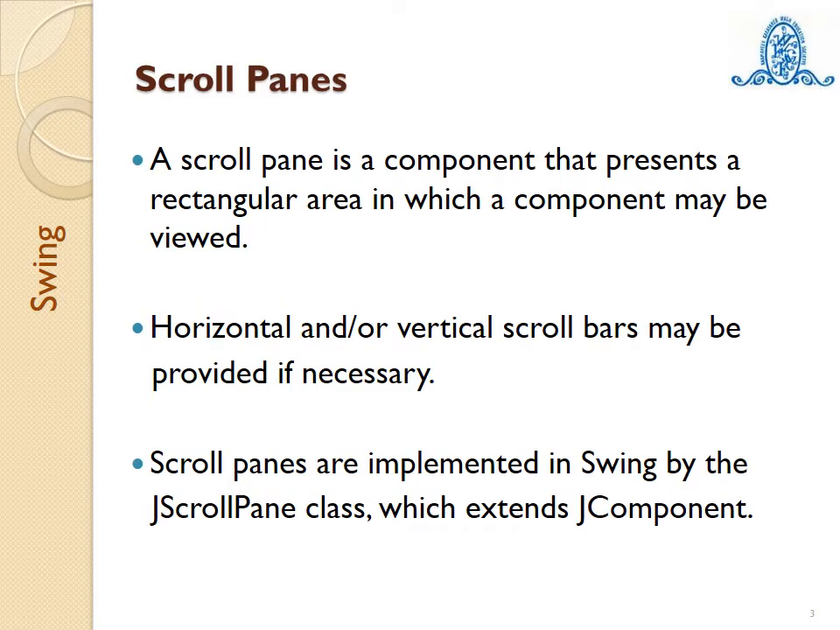Now first we will see what is ScrollPane. ScrollPane is a component that represents a rectangular area in which a component may be viewed. We may provide horizontal and/or vertical scroll bar if necessary. In Java, scroll panes are implemented in Swing by using the JScrollPane class, which extends the JComponent class defined in the javax.swing package.